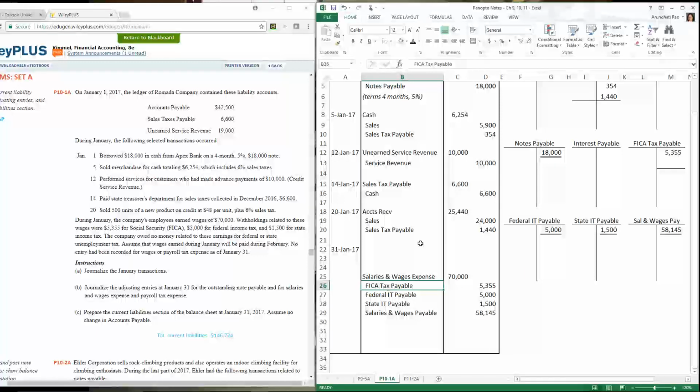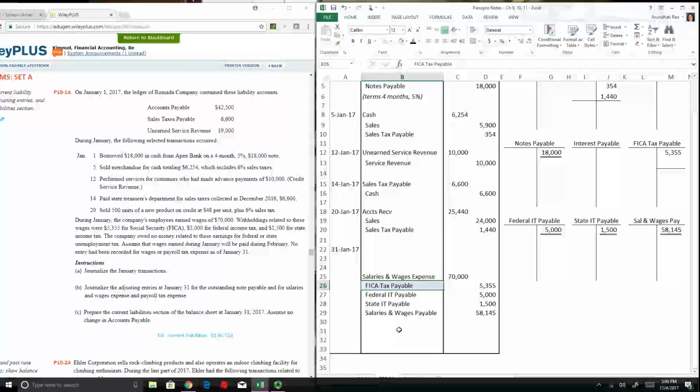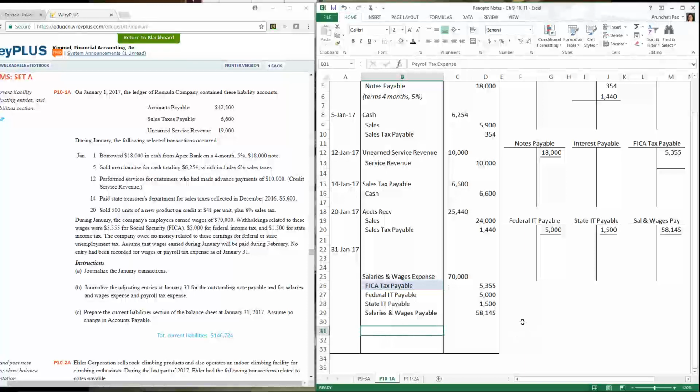This FICA payable, the FICA payable is something that the employer also has to pay an equal amount. So this amount that we have over here, both the employer and the employee will pay this amount. Both the employer and the employee pay the amount. So a total of $10,710 will be paid to the government for FICA taxes.